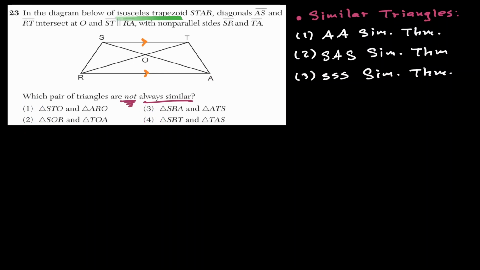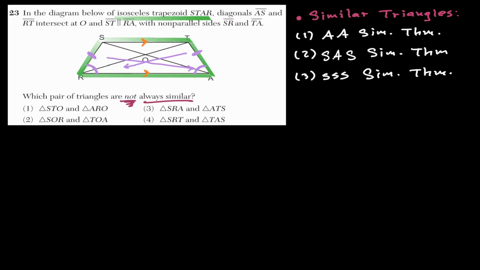Well, let's not forget that we're working with an isosceles trapezoid RATS. And there are 2 properties that isosceles trapezoids have. First, the legs of the trapezoid are congruent. Those sides which are not parallel to each other, which in this case are SR and TA. And then in addition, the base angles are also congruent to each other, which in this case will be the whole angle of A and also the whole angle of R. So let's consider that when we look at the following scenarios.